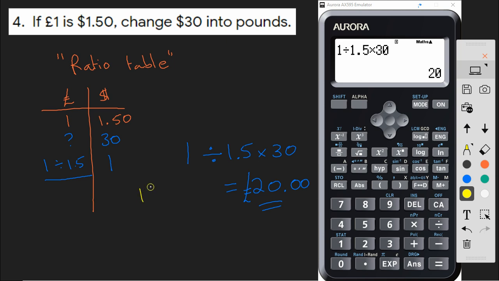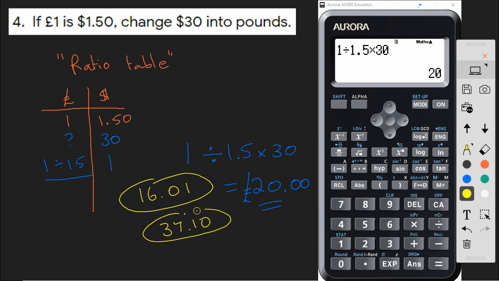And so our standard nugget for the ratio table is 16.01. And if we're going to have some specific currency questions, then a good nugget to look at is 37.10.